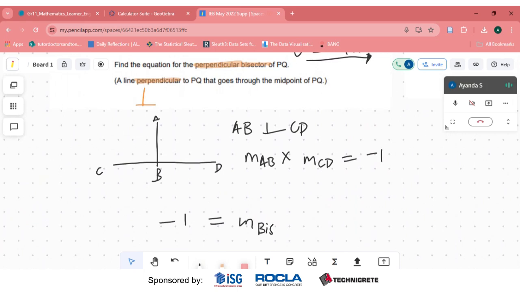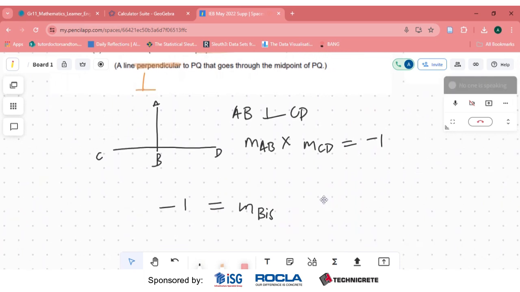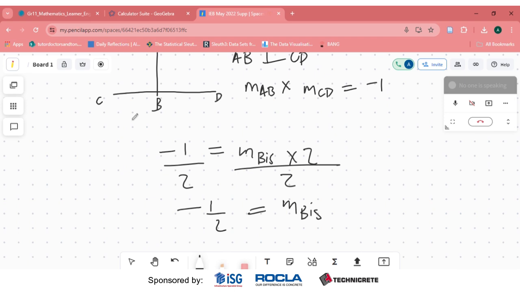The gradient of the bisector is what we're trying to find. And the gradient of PQ we know is 2, so multiplied by 2. So to find the gradient of the bisector, we divide both sides by 2. And that leaves us with a gradient of negative a half. So this line that we don't know yet, this bisector, has a gradient of negative a half.